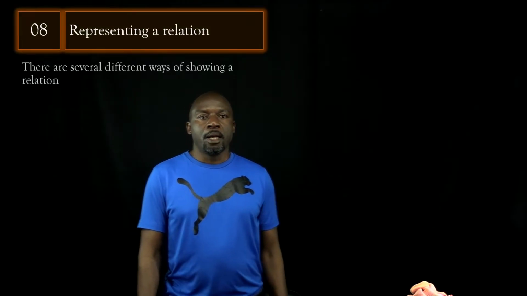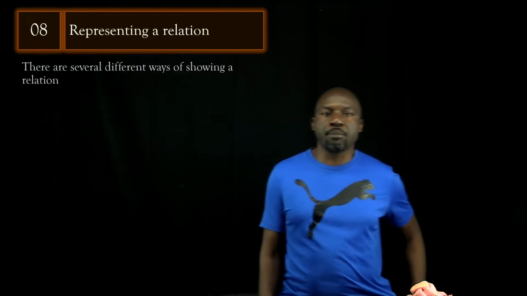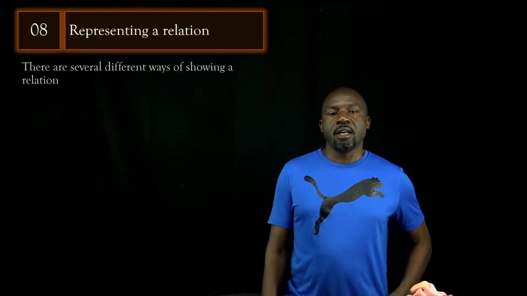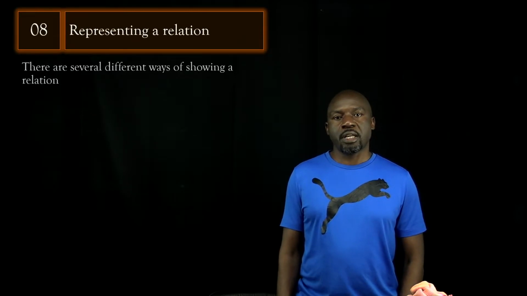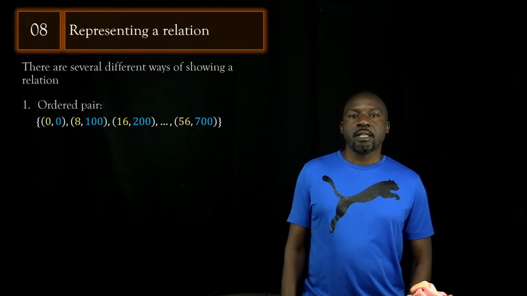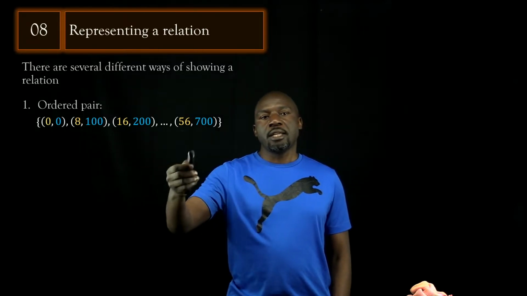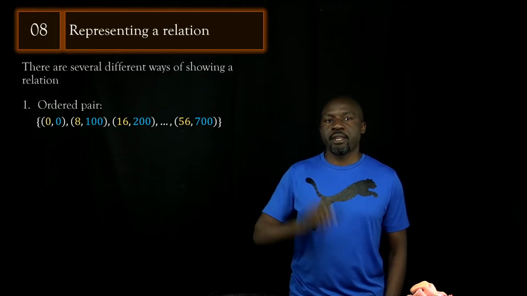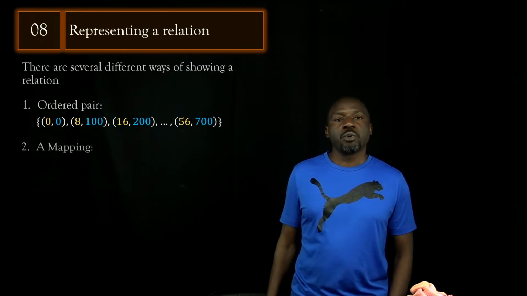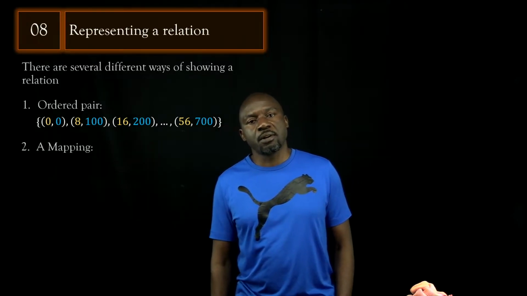Okay. Here now we start at representing relations. How do we represent relations in general? There are several different ways of showing relations, one of which we've already talked about, which was the ordered pairs. Okay, so when we represent a relation like this, this is called an ordered pair. Okay, so that's just one way of representing a relation. But we could also represent a relation using something called a mapping.